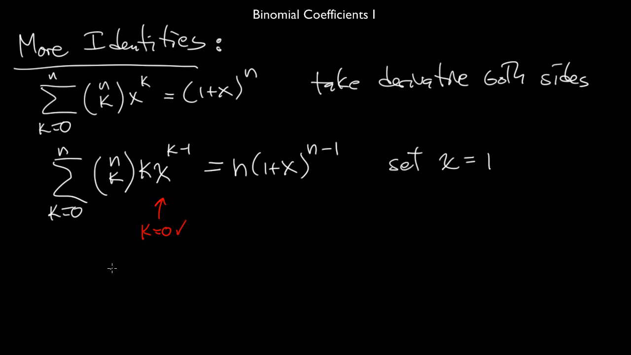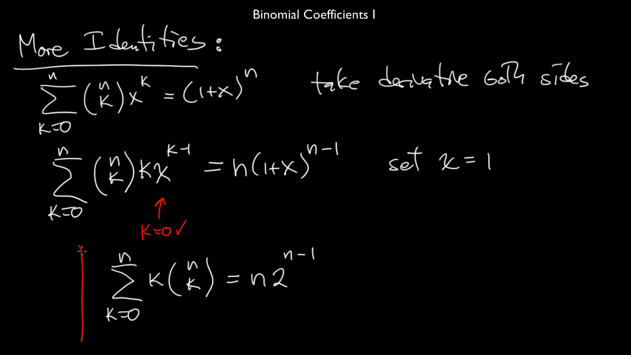And now set x is equal to 1, and you conclude that the summation of k times n choose k is equal to what? N times 2 to the n minus 1. That's interesting. It's the sort of weighted sum of the binomial coefficients where you weight n choose k by k. And you get something closely related to a power of 2, but it has this n in the front. Okay, well, that was interesting.